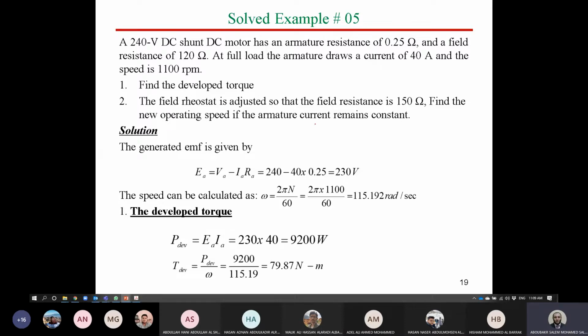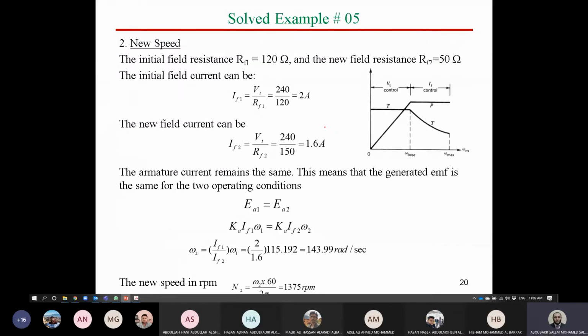Here in this part previously it was written, if the armature current and torque remain constant. It's not the right expression, because when we control the field current, if we go now to the Ward-Leonard method, we have two parts of control. We have either voltage control or field control for the Ward-Leonard method.